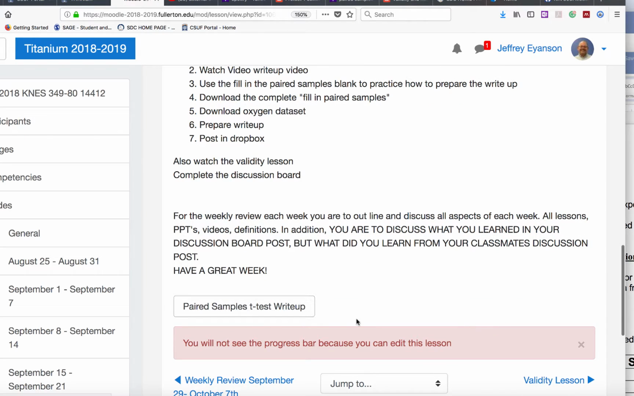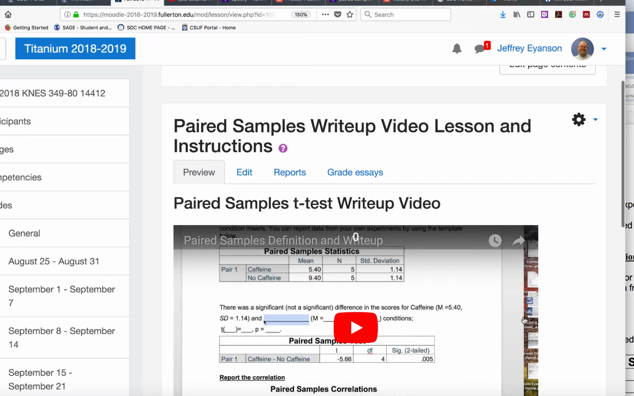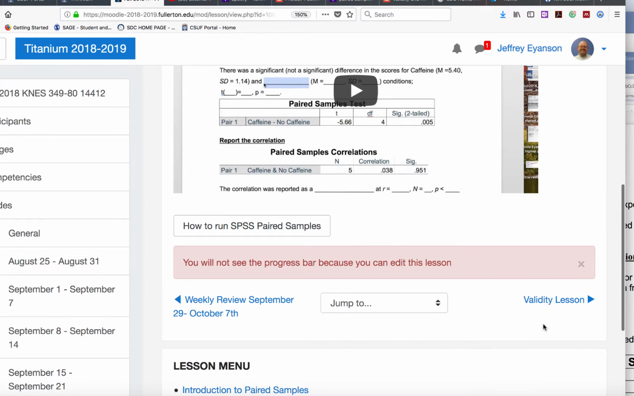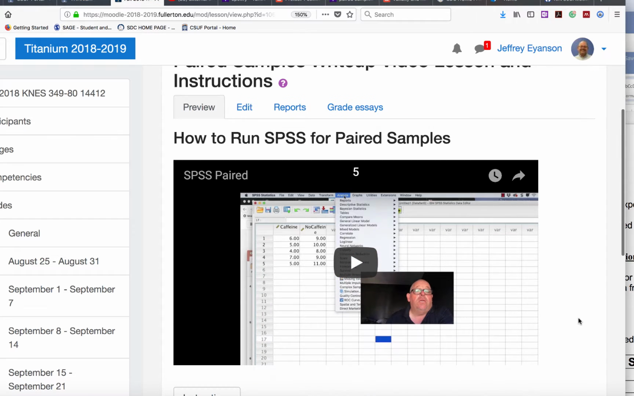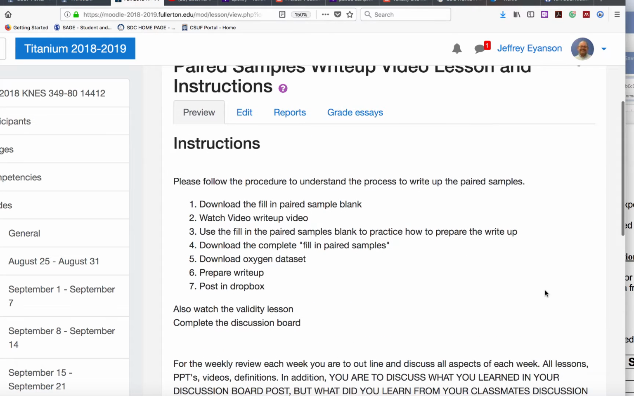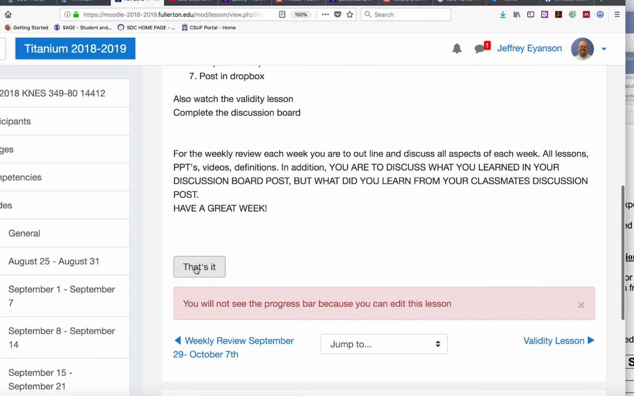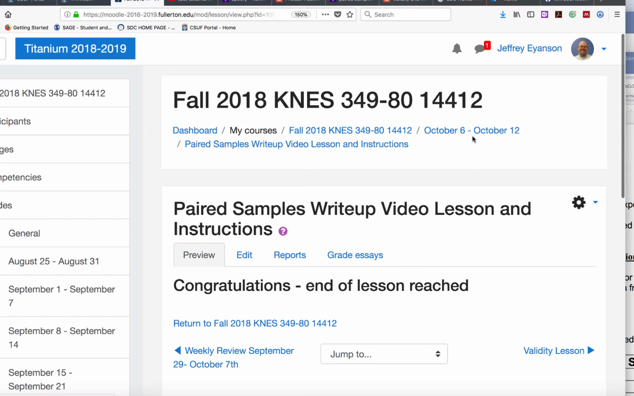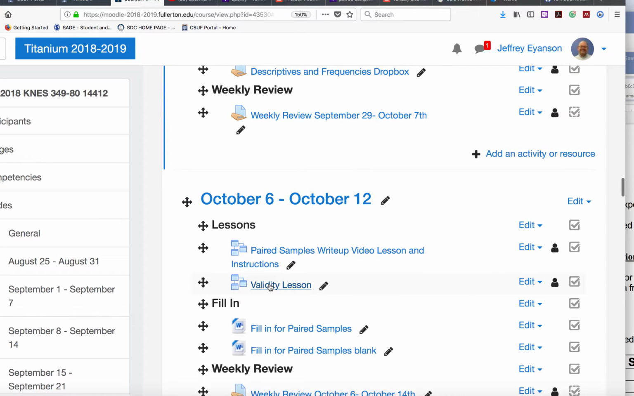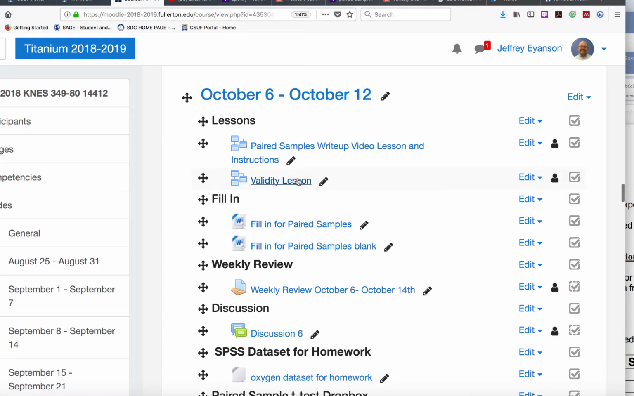Okay, next up in this lesson will be the actual paired sample write up, definition and write up. Next one up is how to run SPSS for paired samples. And then again, here is a reiteration of the same instructions. And then you hit that's it, it's over with. Go back to the room. Your next one up, there's 2 videos for the validity lesson.